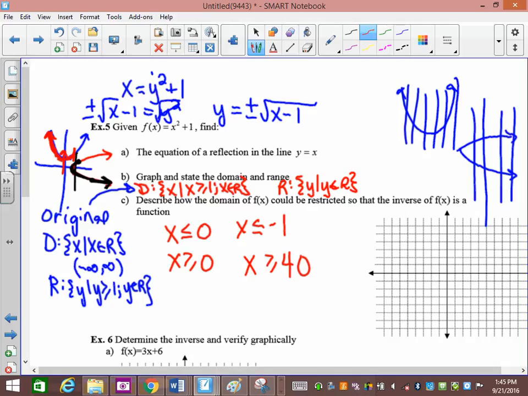So if I ask you to do an inverse of an equation, you literally put the x and y and solve for y. If I ask for an inverse of a graph, you swap the x and y and plot. If I ask for the domain and range of the inverse, I just find the domain and range of the original. Whatever's x becomes y, whatever's y becomes x. That's all I do. You can find the inverse graph, plot it, and then do it from there if you want.